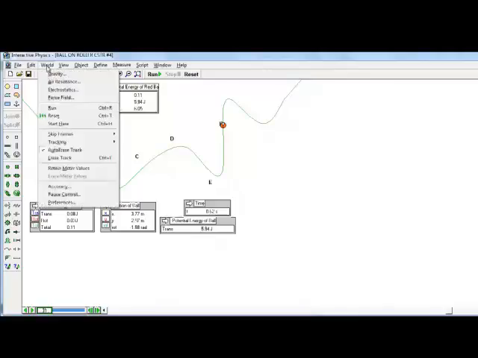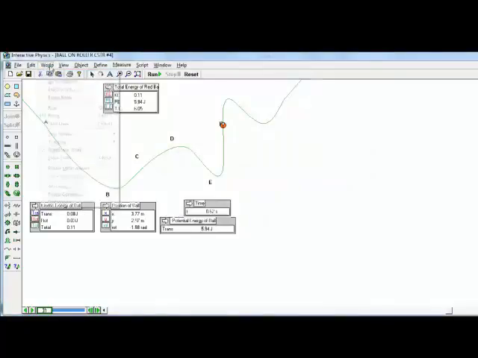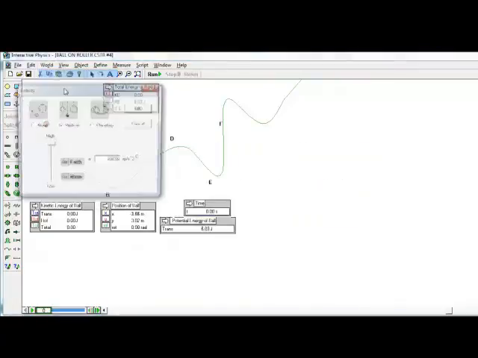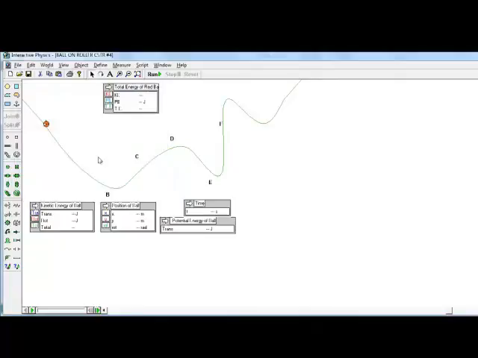Okay, so let's go back and change our gravity back to where it was. You have to reset every time you change the world. Click yes, and then reset. Put the gravity back down to where it was, so this is like a 0.1. And the next thing we want to do is change the air resistance of this, to see how it works.